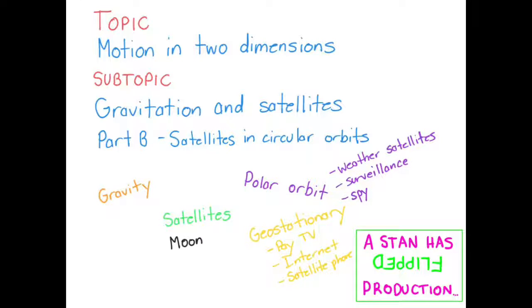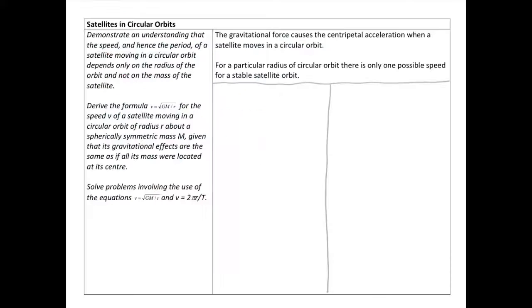Okay, so in part B of gravitation and satellites, we're going to look at the theory of satellites in circular orbits. So let's talk about satellites moving in circular orbits due to, obviously, gravity, which is the force that causes the centripetal acceleration for a satellite, which is what we're talking about here in this first point, and is really covered by these first two intended student learnings here.